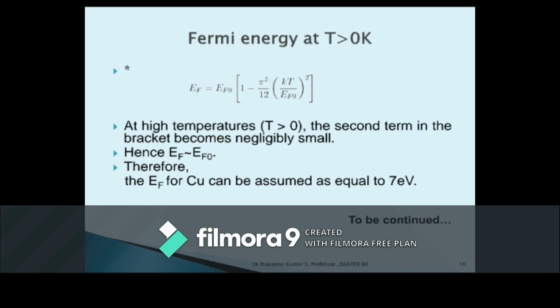Or you can say that the Fermi energy at room temperature is almost equal to 7 eV. It doesn't matter if you say that the Fermi energy at 0 K is 7 eV, and at T greater than 0 K is also nearer to 7. So it doesn't matter.